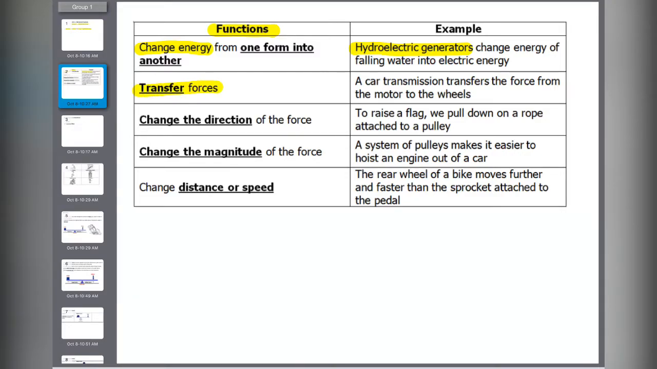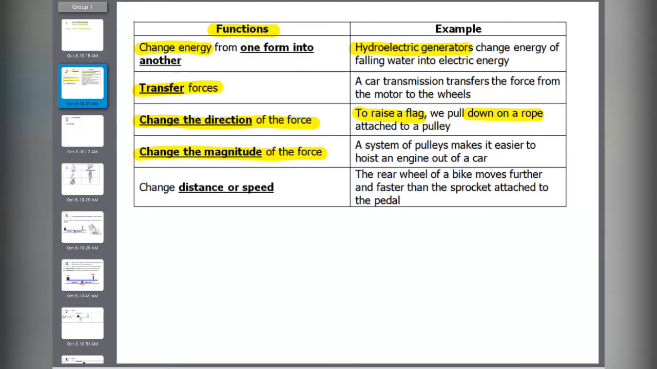Okay, the second type of function is transferring forces. A car transmission will transfer the force from the motor to the wheels. Your motor is generating some sort of movement, and we're transferring that force into the wheels. Okay, the third type is to change the direction of the force. For example, flagpoles. When we pull the rope downwards, it's attached to a pulley that raises the flag up to the top, right? So we're changing the direction.